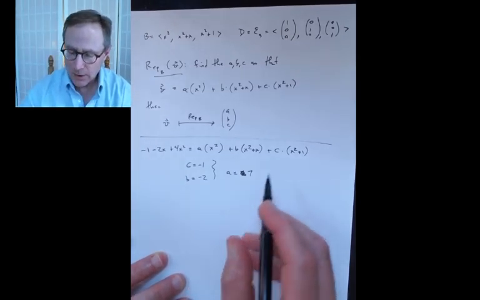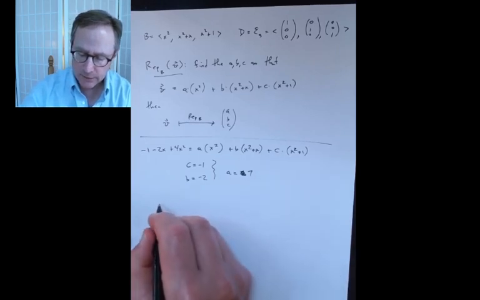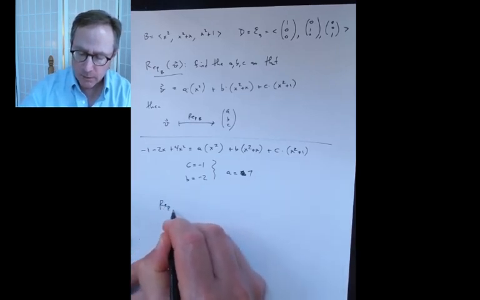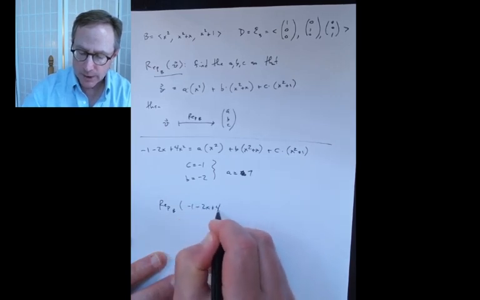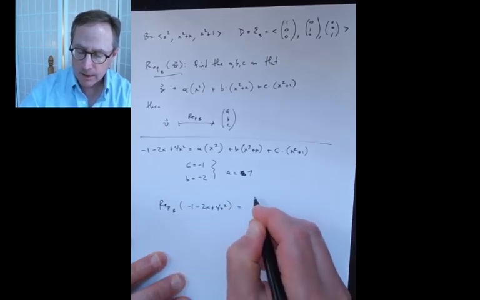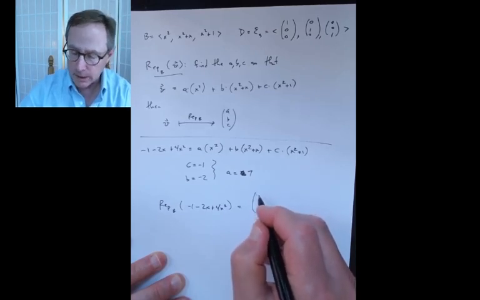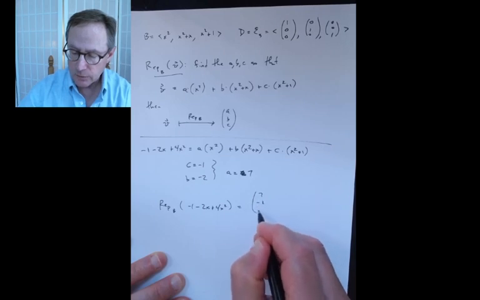Okay, so what's happening here then is that the representation with respect to the basis B of -1 -2x plus 4x squared is the member of R3, I've got to put them in the right order, 7, -2, -1.